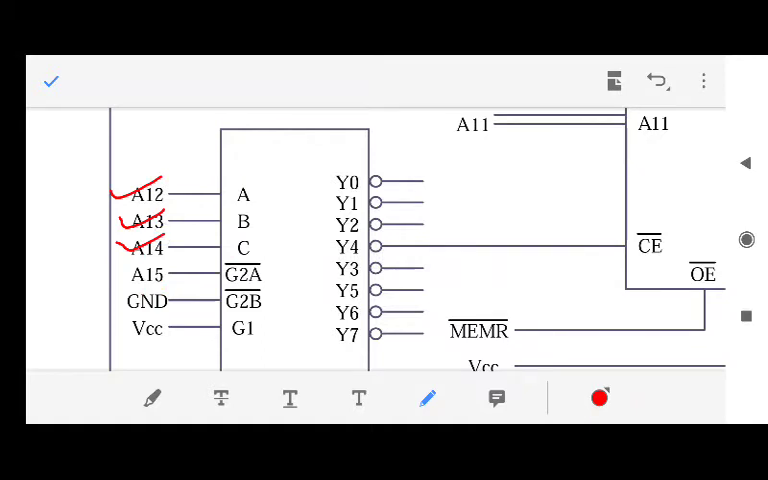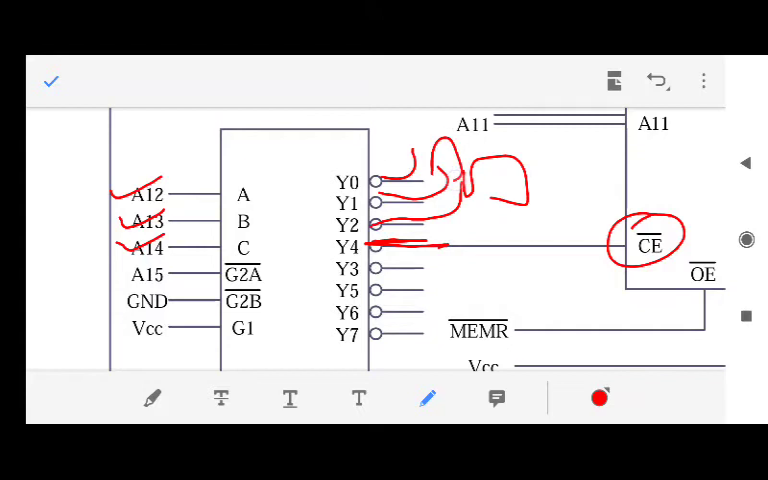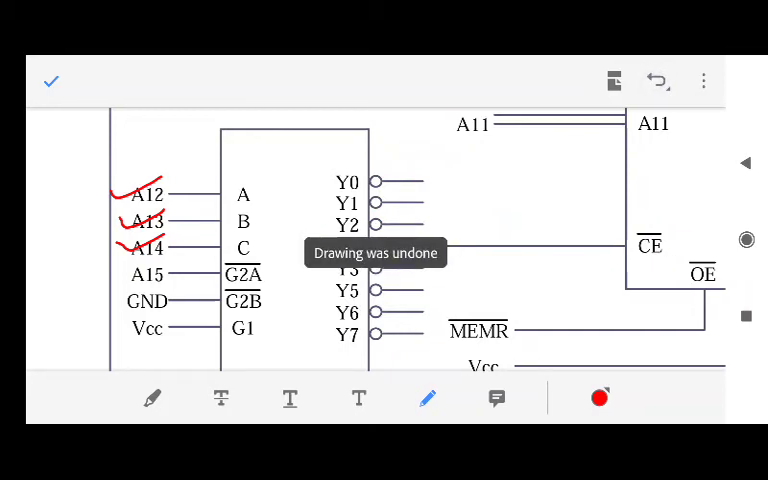We have connected the output Y4 to enable this chip. Now, remaining pins can also be used to enable other memory ICs, but we have only one IC in the system, and that IC is connected to signal Y4. Fine. Now Y4 will become active low when, you need not go to that table again and again. You can just calculate here itself.